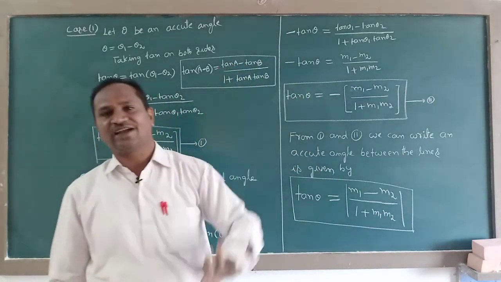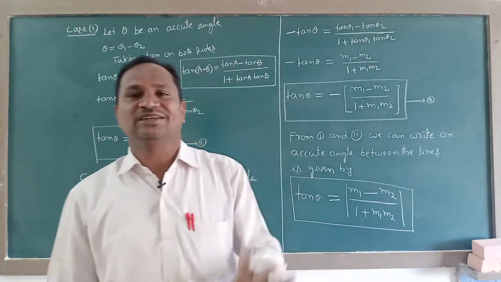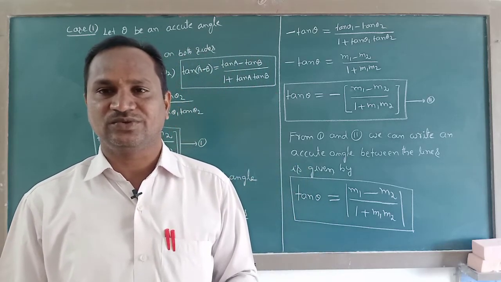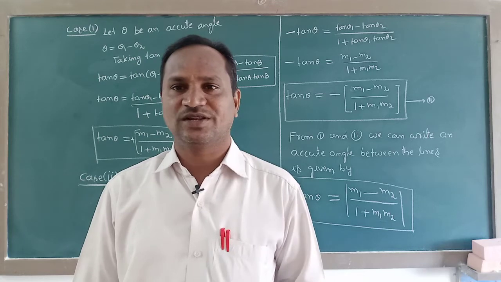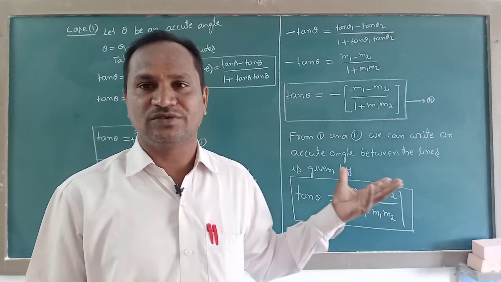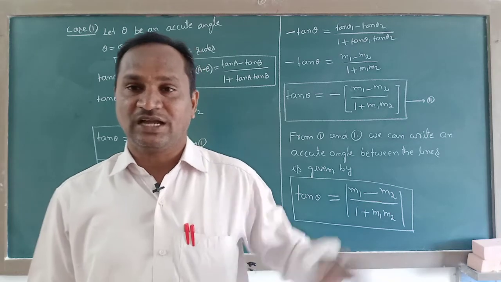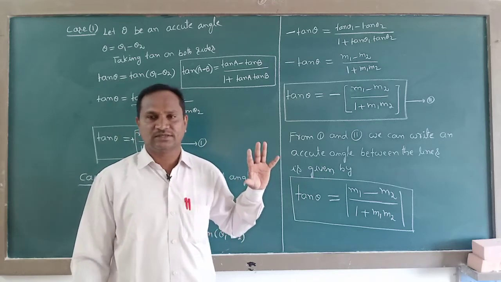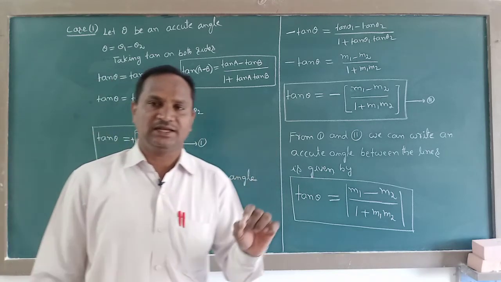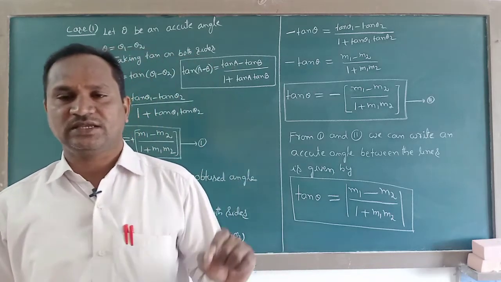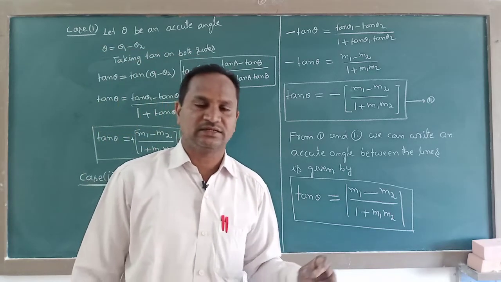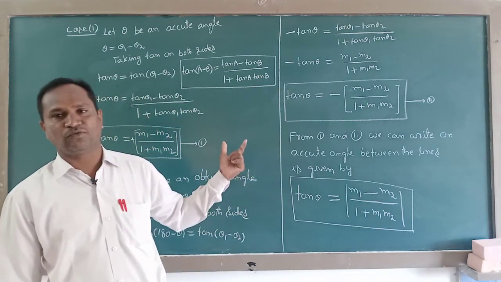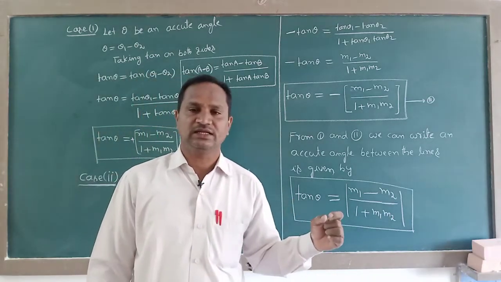Before this part, I have given the diagram. About the diagram, I have given some theoretical parts at the same time, and what tan theta 1 and tan theta 2 are, and what the slopes of those lines are. Everything about those I have told before this. After that, we distributed the proof of this theorem into two parts, case 1 and case 2. Case 1 is let theta be an acute angle. Case 2 is let theta be an obtuse angle.